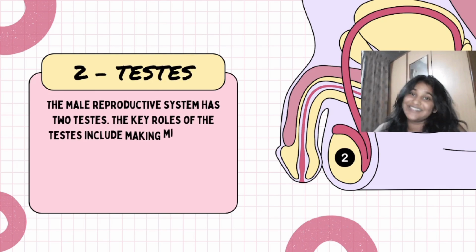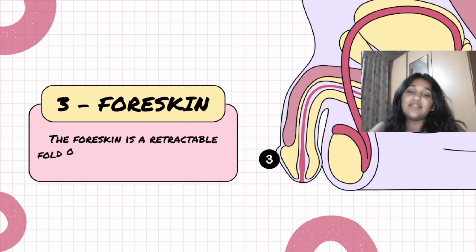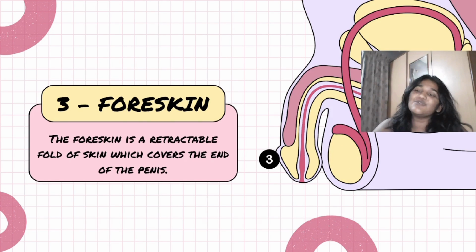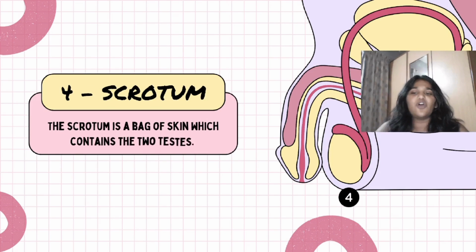Then you have the testes. The male reproductive system has two testes. The key role of the testes includes producing millions of sperm cells and hormones. Hormones produced in the testes impact the way the male body develops in puberty. Then we have number three, that's the foreskin. The foreskin is a retractable fold of skin which covers the end of the penis. Then we have the scrotum. The scrotum is a bag of skin which contains the two testes.